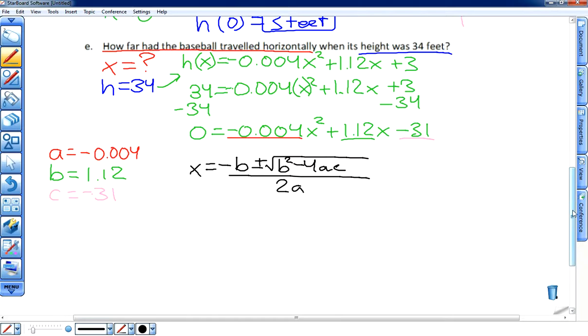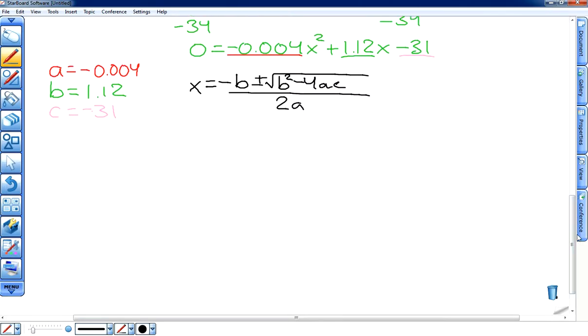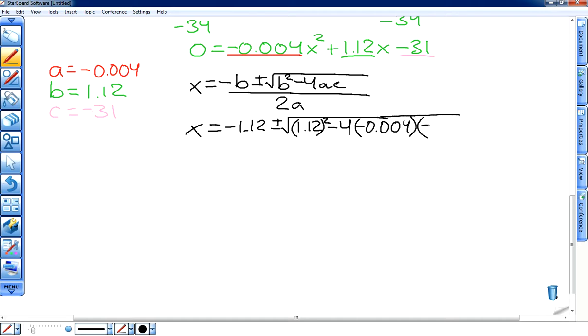So plugging in the values that we have for a, b, and c here produces x is equal to negative 1.12 plus and minus the square root of 1.12 squared minus 4 times a, which is negative 0.004, times c, which is negative 31. And all of this is divided by 2 times a, being negative 0.004. So we have everything plugged in where it belongs. Now it's just a matter of simplifying.